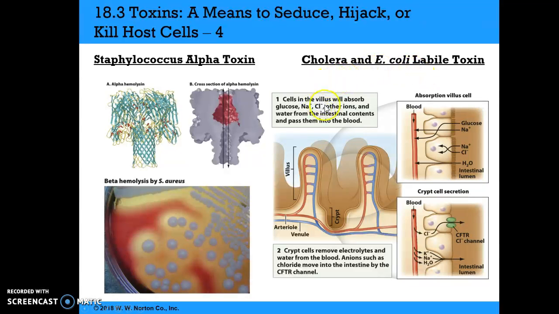In this case, the cells in the villus will absorb the glucose, the sodium and chloride ions, other ions, and water from the intestinal contents and pass them into the blood. The crypt cells will remove the electrolytes and water from the blood. Anions such as chloride move into the intestine by the CFTR channel.